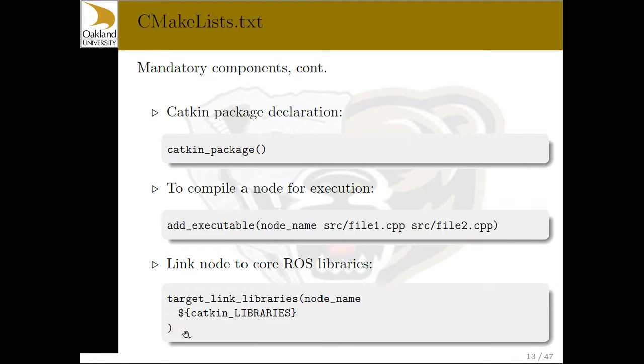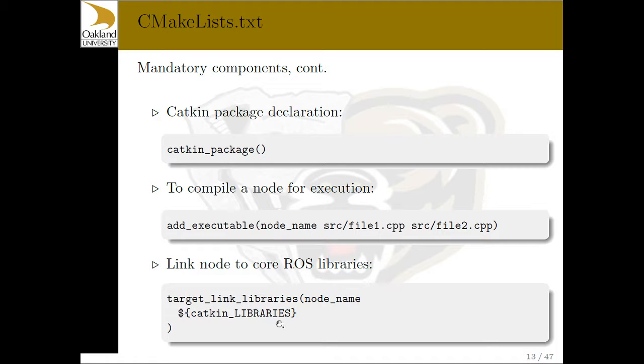Now, these three lines do a lot. What this does is target_link_libraries. We put the same executable name here. So this is going to link our program that we just compiled to the catkin libraries.